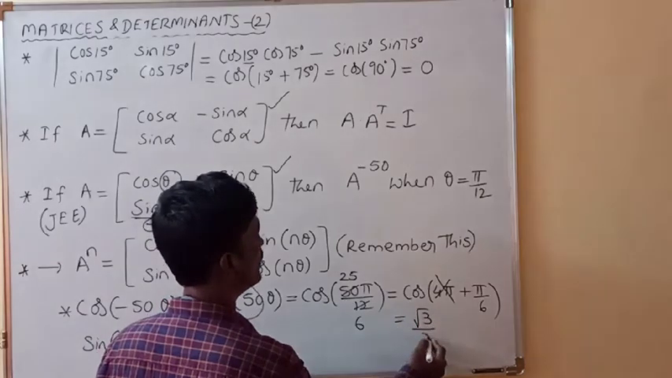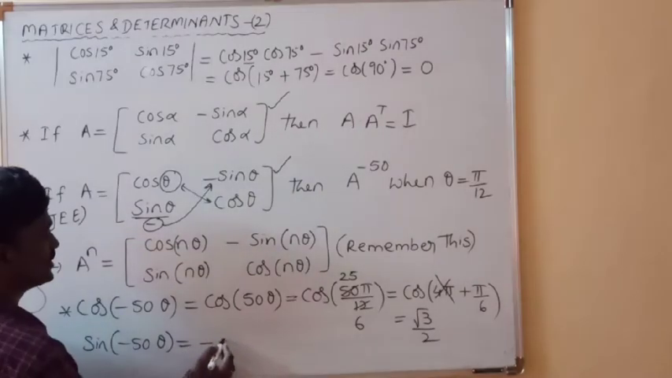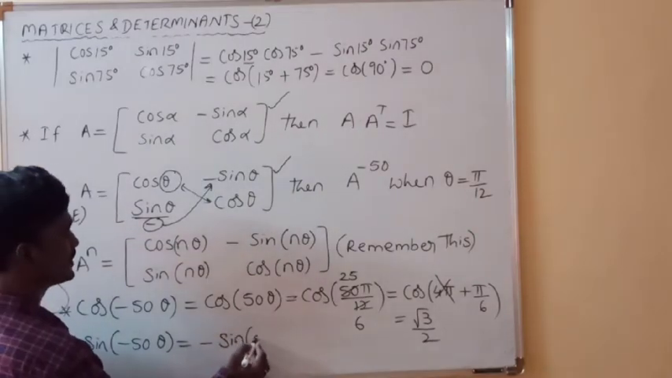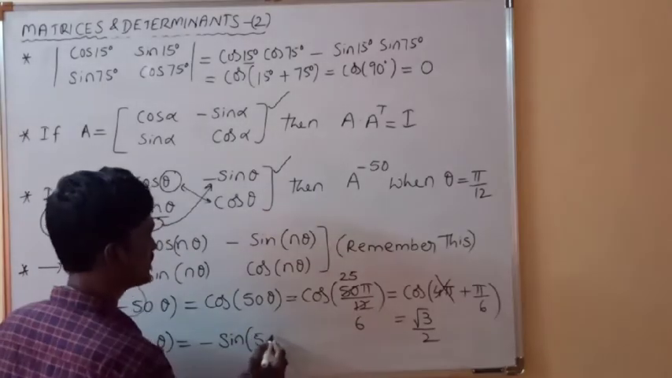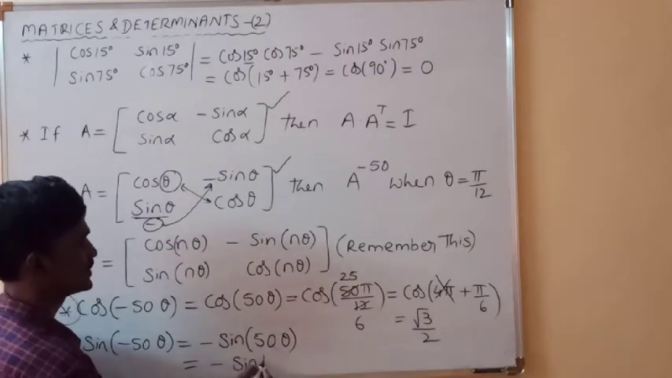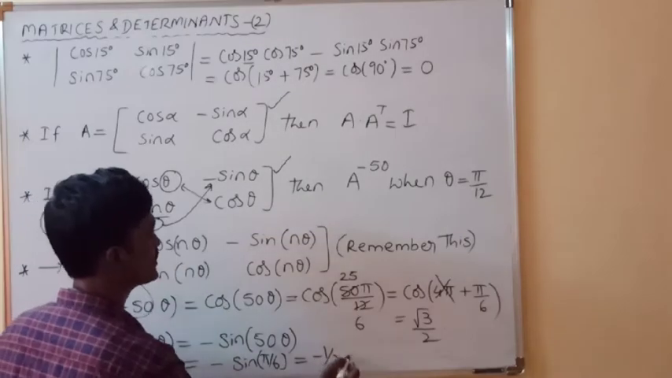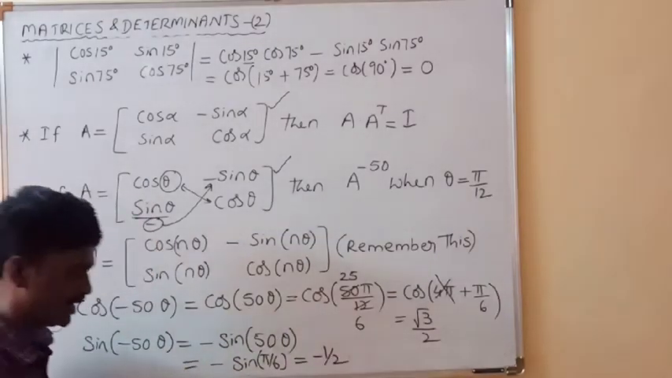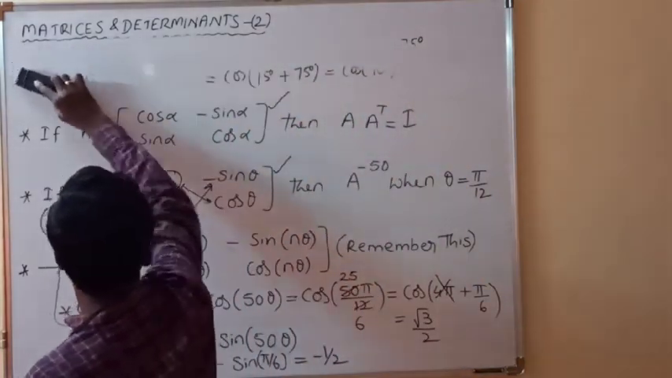Root 3 by 2. Okay, next sin of minus 50 theta is same as minus sin of 50 theta. With the same steps, what will you get as the final answer? Minus sin pi by 6. That means it is equal to minus 1 by 2.